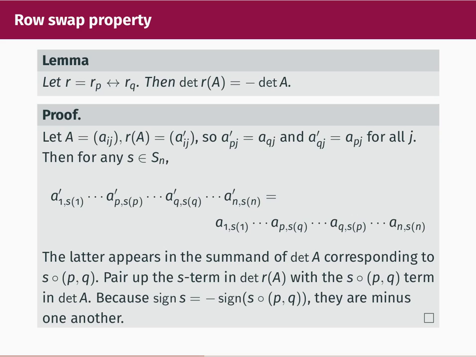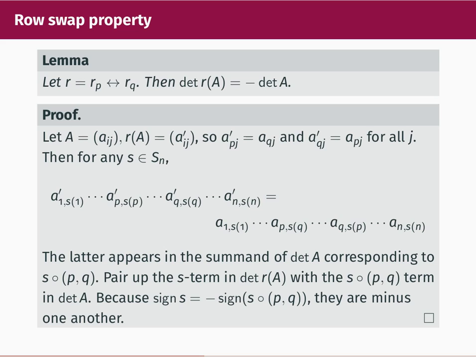Another important property of determinants is called the row swap property. What it says is that if you swap two rows of a matrix, then you change its determinant by a factor of -1. To make this easier to write down, let's introduce the row operation R, which swaps row P and row Q. Then what we're claiming is that the determinant of R of A is equal to minus the determinant of A for any square matrix A.